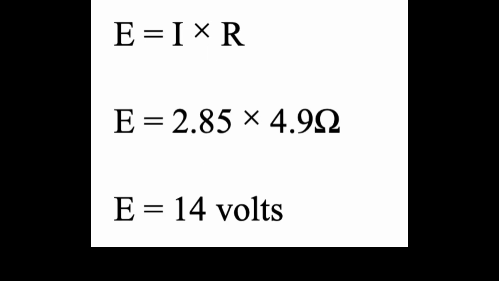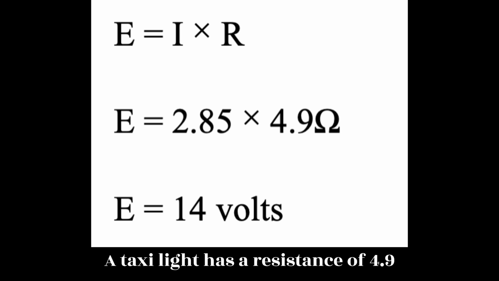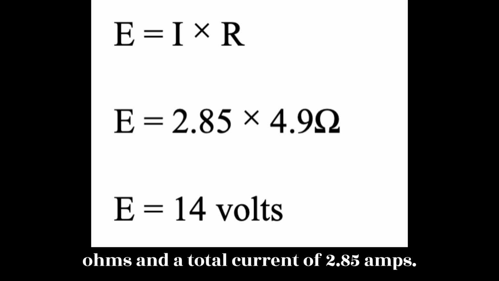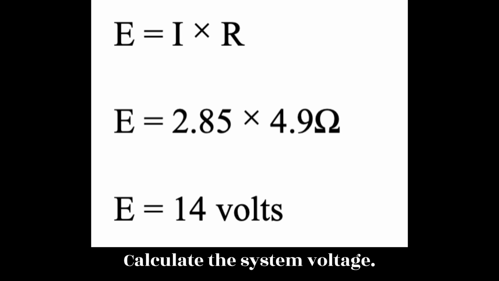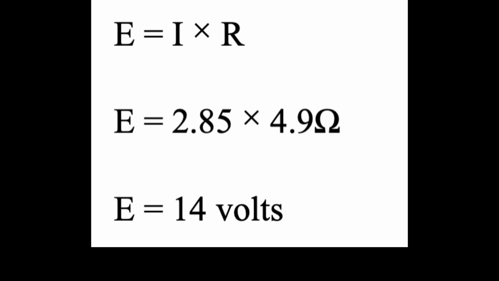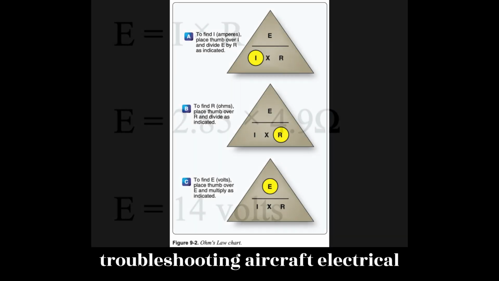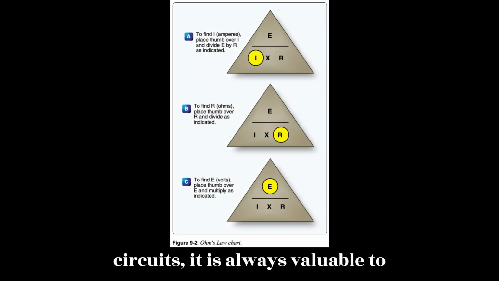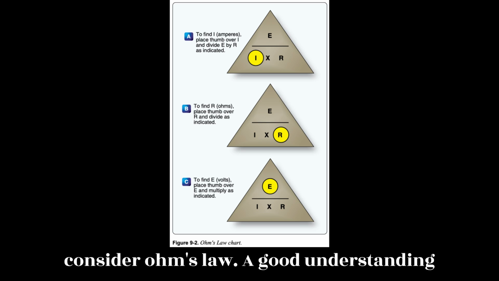Example 3. A taxi light has a resistance of 4.9 ohms and a total current of 2.85 amps. Calculate the system voltage. E equals I times R. E equals 2.85 times 4.9 ohms. E equals 14 volts. Whenever troubleshooting aircraft electrical circuits, it is always valuable to consider Ohm's law.